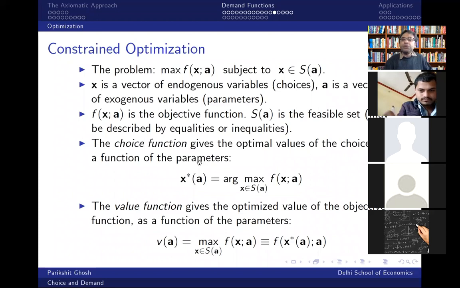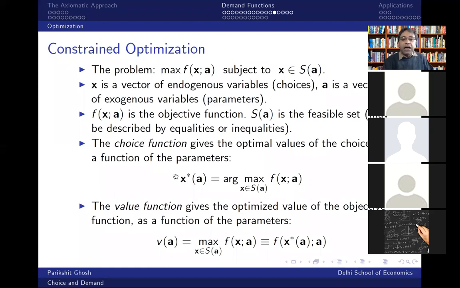In the consumer's problem, what are the parameters? Income and prices, right? And you may have parameters from the utility function. If you have a Cobb-Douglas utility function, it will have exponents: x to the power alpha, y to the power 1 minus alpha. So those alphas will also be parameters of the problem. Those are kind of taste parameters, the relative liking of one good over other.